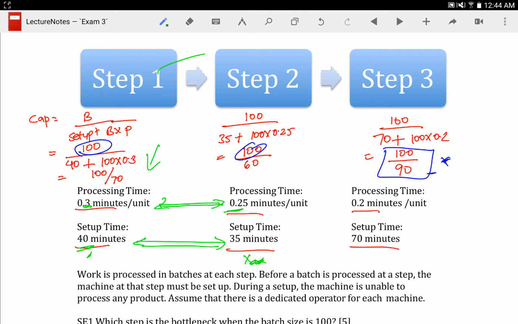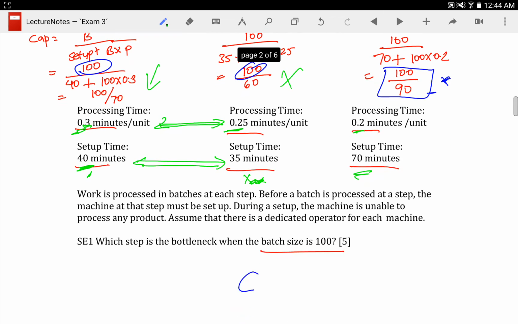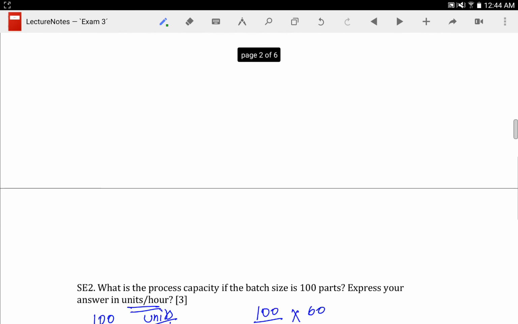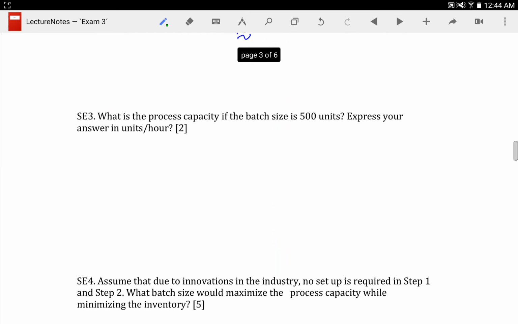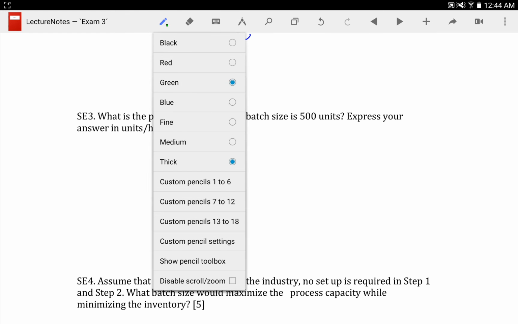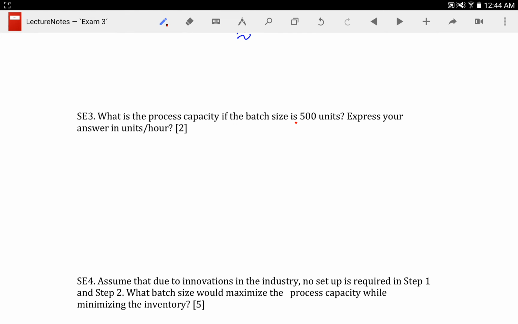Well, steps 1 and 3 are where the real comparison lies, because step 1 has a lower setup time and step 3 has a higher setup time, but step 3 has a lower processing time compared to step 1. If you don't believe me, you can go ahead and do it for all 3, but I'm going to go slightly faster and not test step 2 anyway. You know it's never going to be the bottleneck. So let's test the remaining two, step 1 and step 3. Which one would be the bottleneck if the batch size was 500?